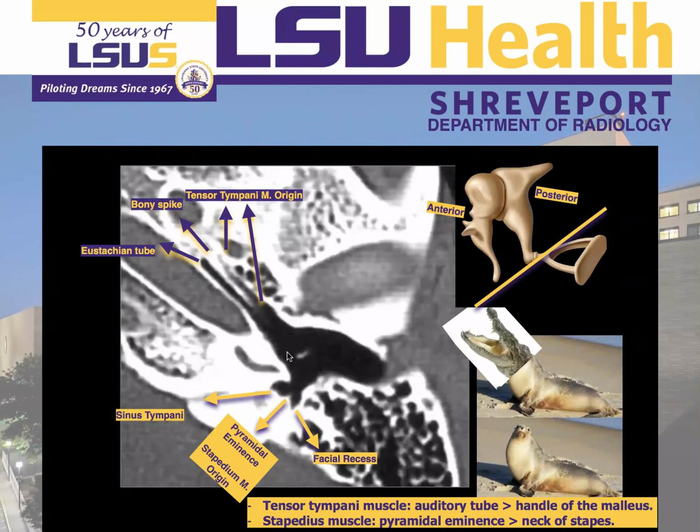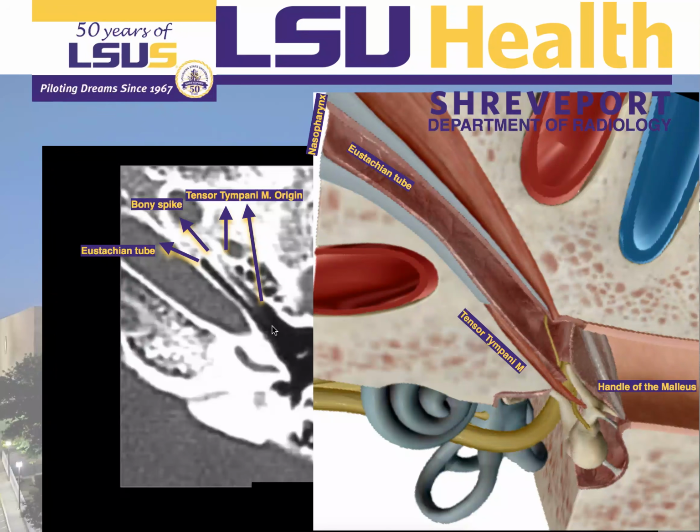Here in the face of this animal, you see the eustachian tube, and from the eustachian tube you have a bony spike, and it's where the tensor tympani muscle arises. You can see here a little bit of the tensor tympani muscle. Here you can see better the eustachian tube and the tensor tympani muscle arising from the eustachian tube and inserting into the malleus between its neck and its handle.